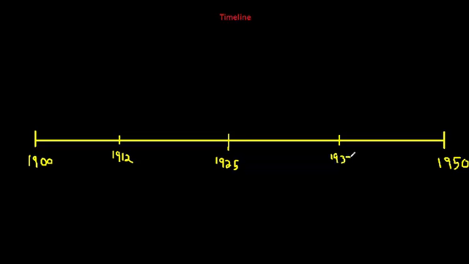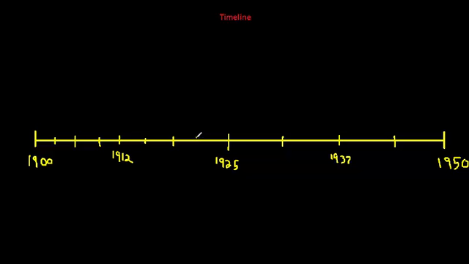Alright? And we can continue to break it up even more. Between 1900 and 1912, that's 12 years, and the middle would be 6 years. Between 1912 and 1925, again, that's 12, and the middle would be 6 years. And so on and so forth. Between here and here, these 6 years is 3 years. You're just making a very even number line.